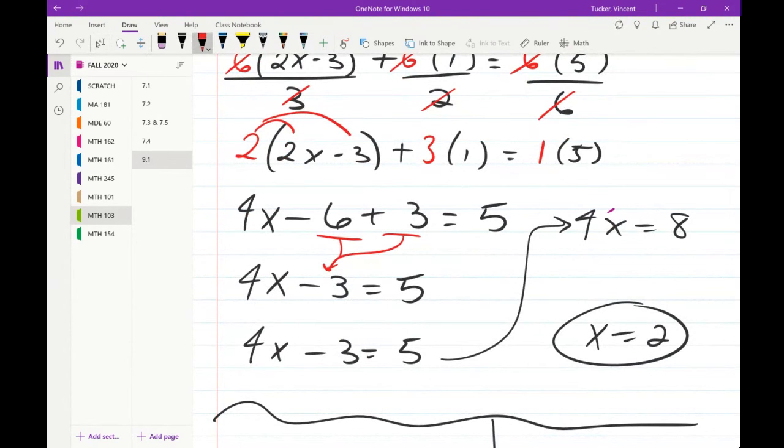So we have 4x minus 3 equal to 5. Add 3 to both sides of the equation. That leaves you with 4x equal to 8. Finish it off by dividing by 4. And x is equal to 2.